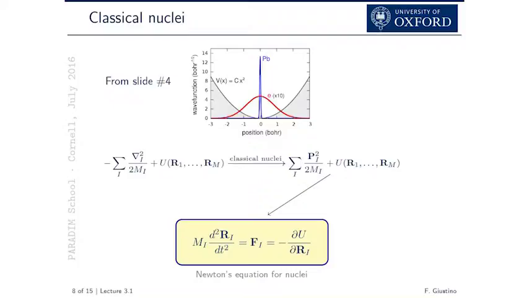So that means that when you do this replacement, quantum to classical, you end up with a situation where you can find Newton's equations for the nuclei, okay? And the good news is that the force on each nucleus is given by this bit. The force is simply minus the derivative of the potential energy surface with respect to the coordinate of the particle. So that actually is very important.